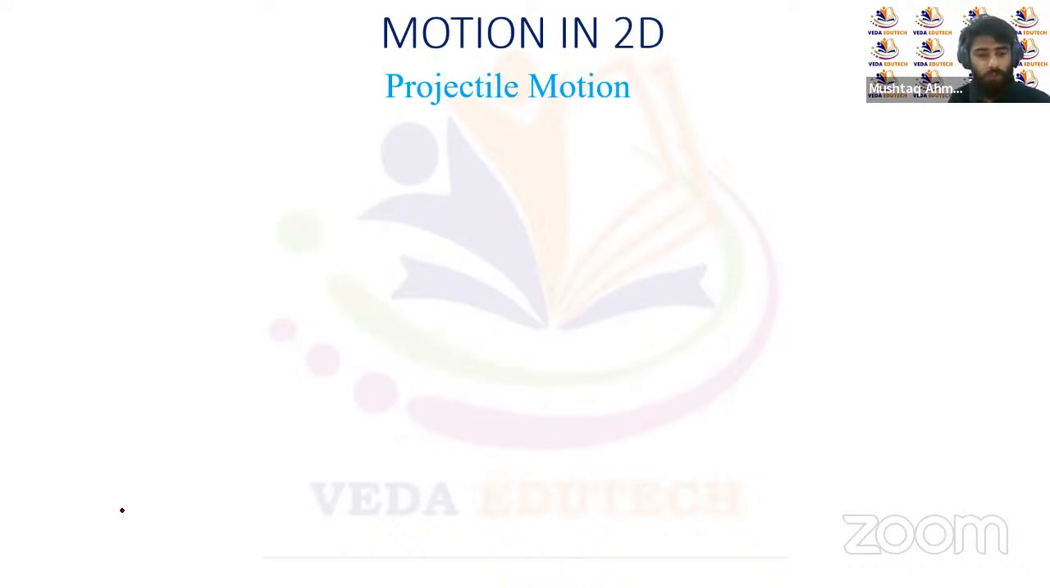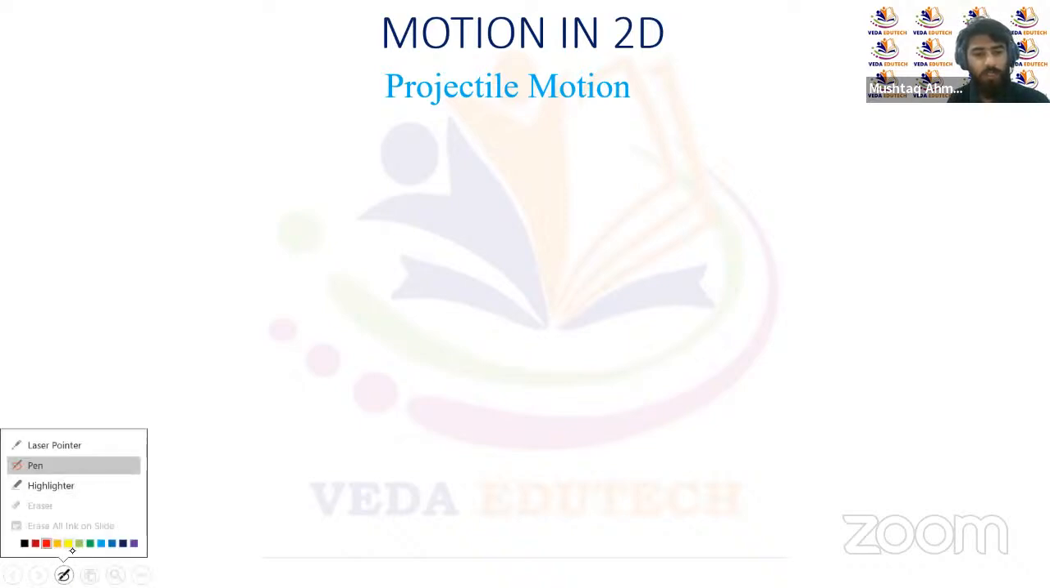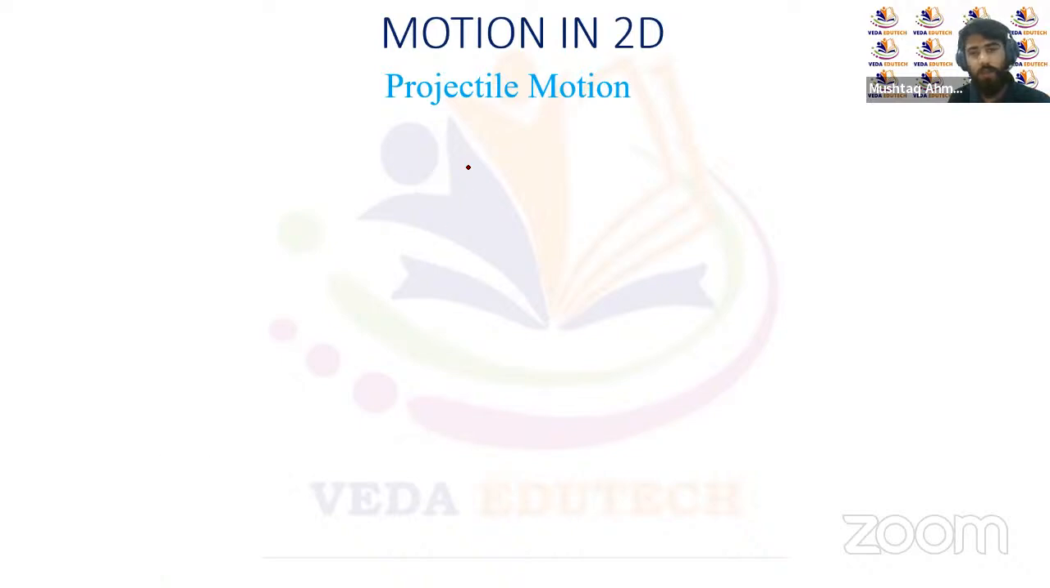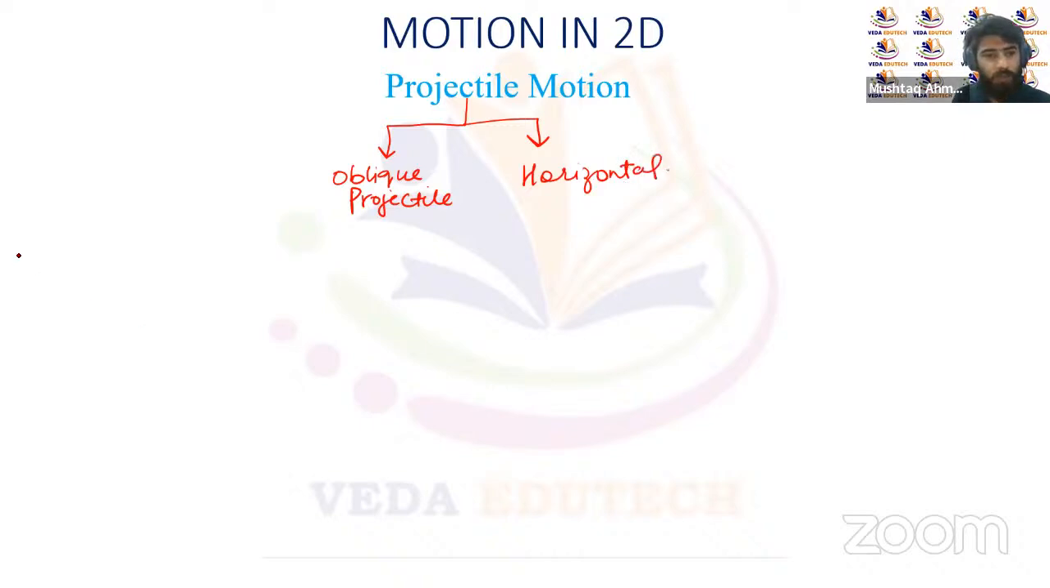So in projectile motion, we'll mainly be discussing two projectiles. One projectile we call an oblique projectile, and another is called a horizontal projectile, right? So we generally have two types of projectiles: oblique projectile and horizontal projectile. We'll first discuss the oblique projectile.